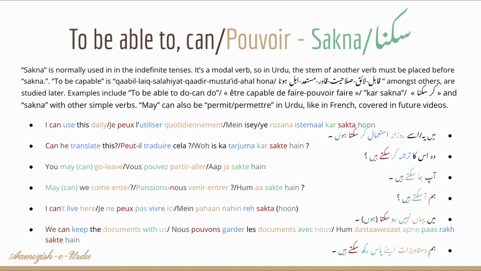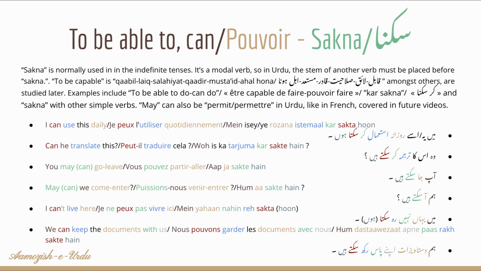आप जा सकते हैं. May or can we come / enter. So we haven't really gone over the verbs to leave or to enter, but it's used in that sense. So हम आ सकते हैं. This is the question. So you noticed my voice kind of rising at the end. I can't live here. मैं यहाँ नहीं रह सकता.